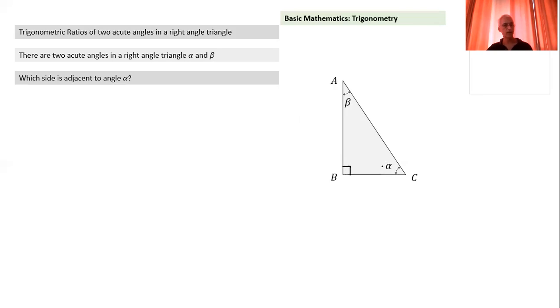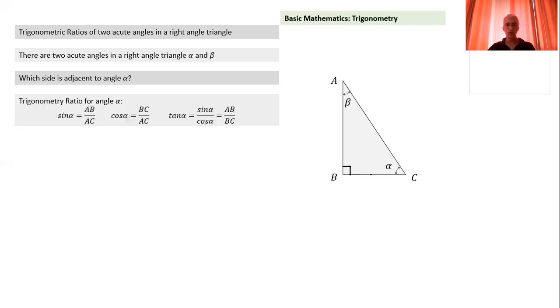Identify the side which is adjacent side for angle alpha. BC is adjacent side. So what are the ratios for angle alpha here? Sine of alpha will be opposite by hypotenuse, which will be AB by AC. Cos of alpha will be adjacent side by hypotenuse, which is BC by AC. And tangent of alpha will be opposite side by adjacent side, which is AB by BC.